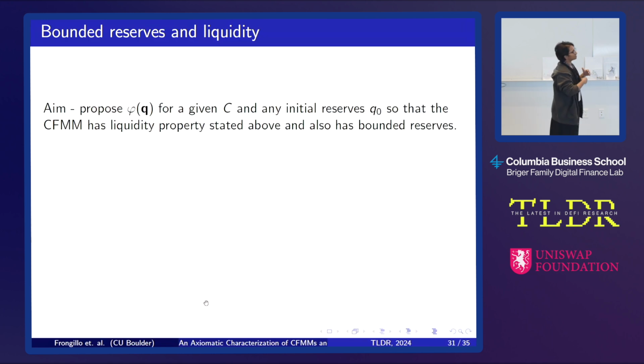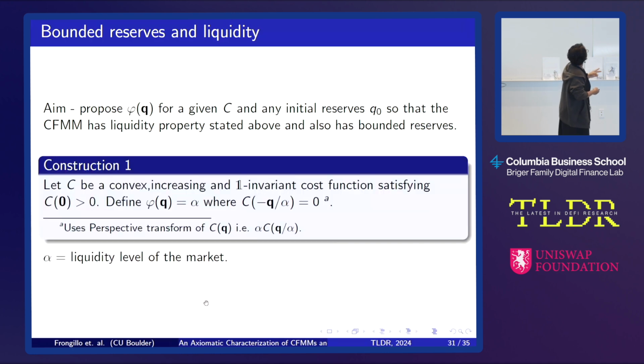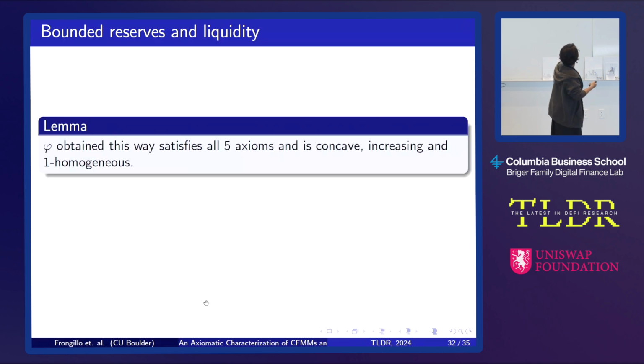So the goal for this result was to propose a phi for a single cost function that has both the properties of bounded reserves and liquidity scaling. So we give this construction that does that. If you start out with a cost function that's convex, increasing, and once invariant, you can get a phi that satisfies all these properties, and it has this nice liquidity scaling property as well. So that's what we show. And this phi obtained via this is concave, increasing, and once homogeneous, and satisfies all those 5 axioms.